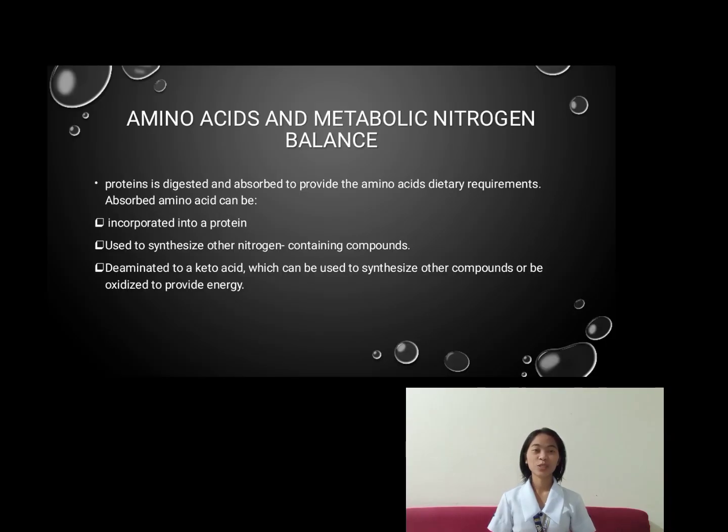Protein is digested and absorbed to provide amino acid dietary requirements. Absorbed amino acids can be incorporated into protein, used to synthesize other nitrogen-containing compounds, or eliminated to a keto acid, which can be used to synthesize other compounds or oxidized to provide energy.